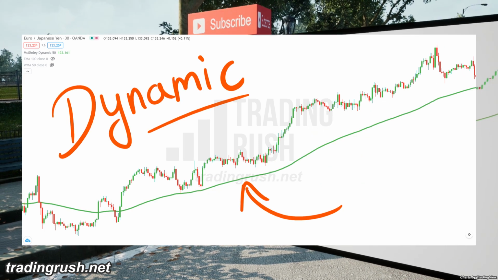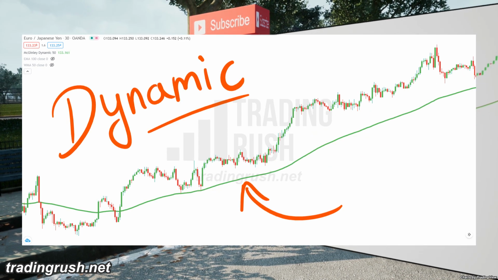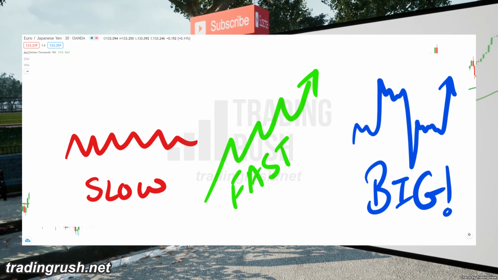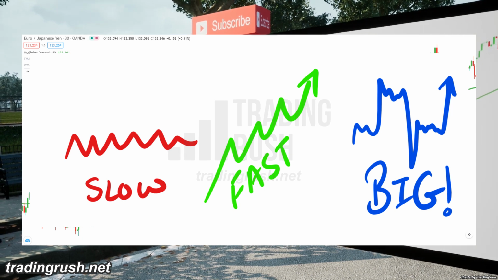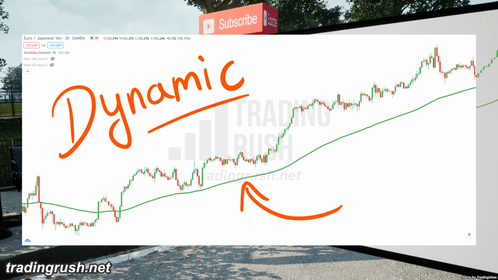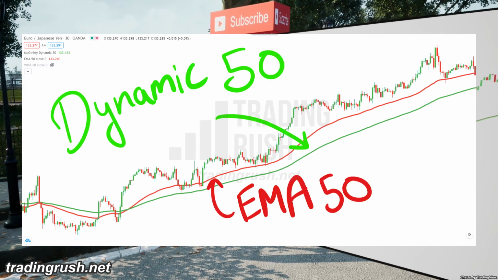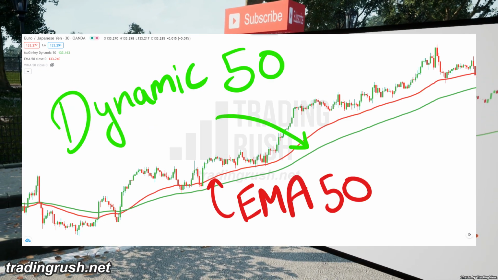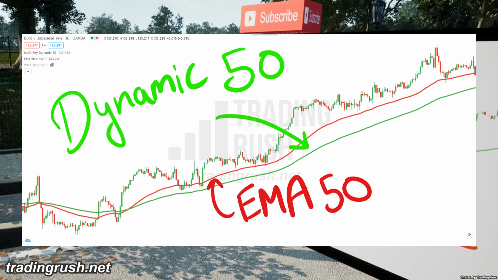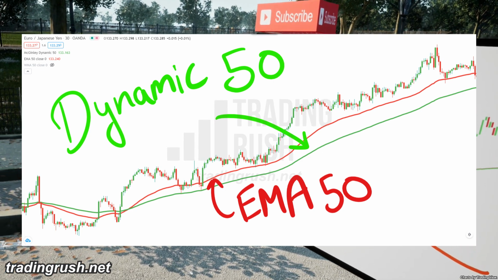But the McGinley dynamic, on the other hand, will take this into account, and will adjust to ranging, trending, and sudden price movements. But here's the twist. If you plot the 50-period normal exponential moving average and a 50-period McGinley dynamic moving average on a time frame like 30 minutes, they will look different at first glance.